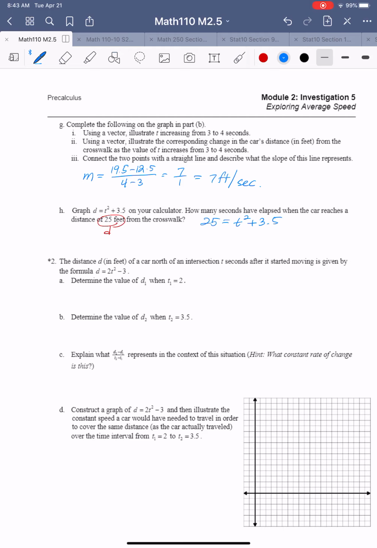So subtract 3.5 from both sides. You get 21.5, which is t squared. So t squared equals 21.5. But in order to find t, you need to take the square root.